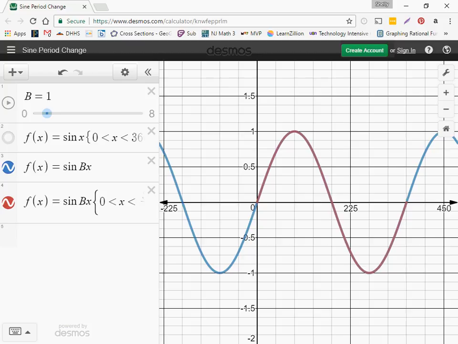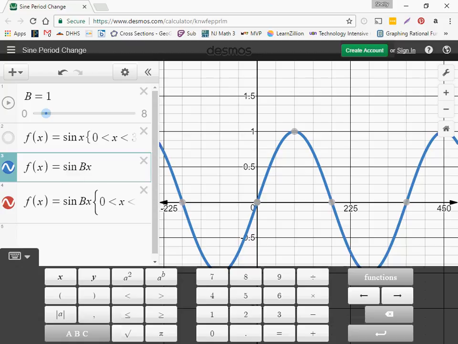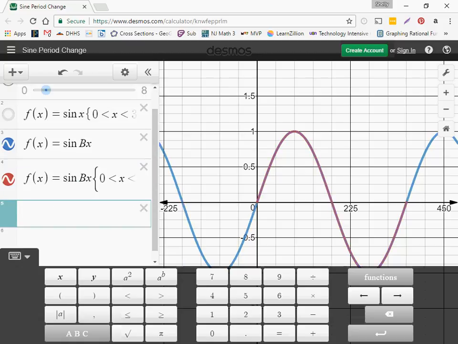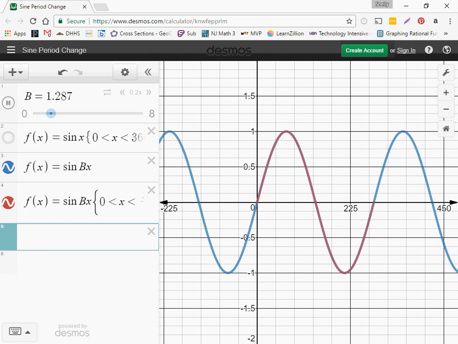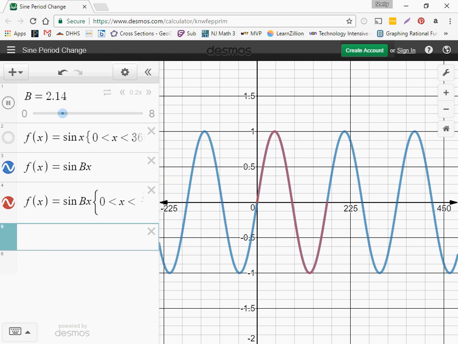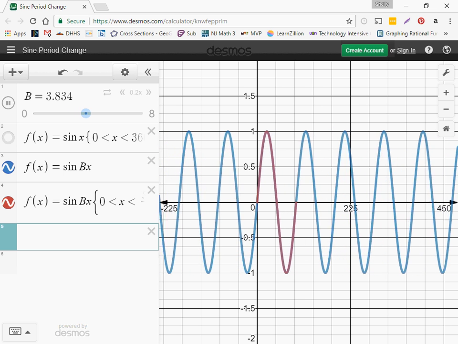Okay, so if we change the b value, so b is right here in front of the x. If we change that b value, here is what happens to our graph. What it's doing is it's changing the period of the graph, but not directly.